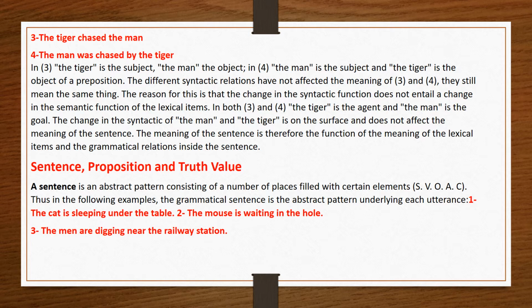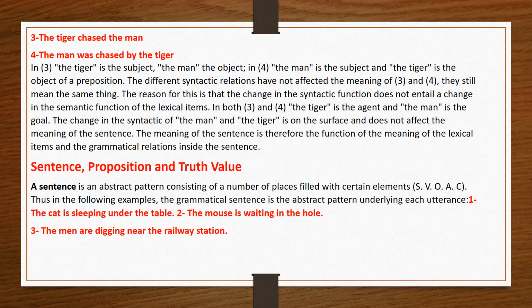The man is the subject and the tiger is the object of a preposition. The different syntactic relations have not affected the meaning of number 3 and number 4. They still mean the same thing. The reason for this is that a change in the syntactic function doesn't entail a change in the semantic function.